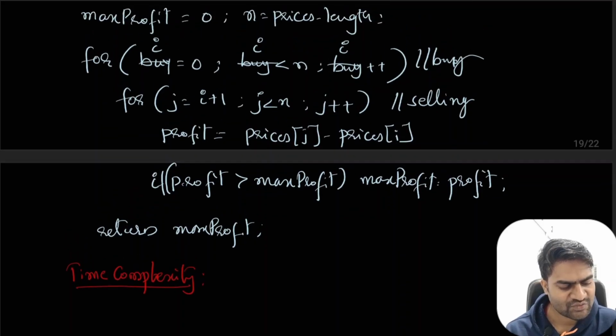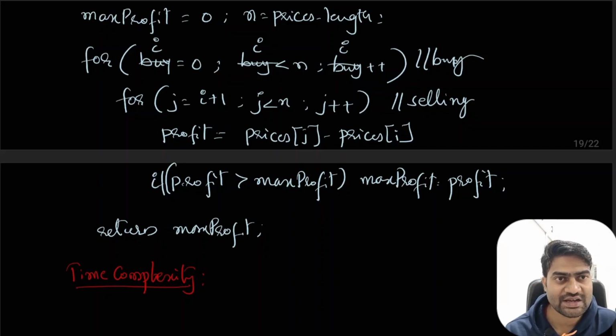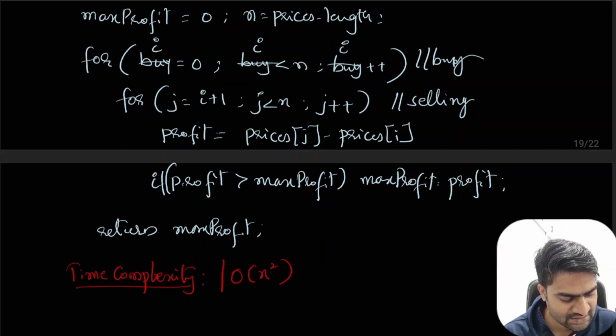So you saw, for each buy value, we will try to sell it for the remaining values and we will check it. So it means we are trying to iterate in two ways. For each bought value, we will try to sell for the remaining values. So it means it will be of order n square for this code.